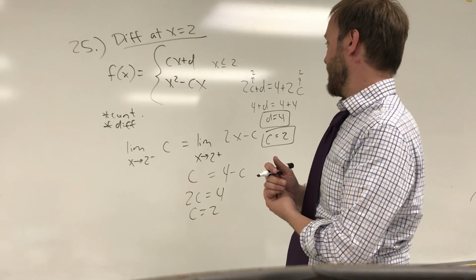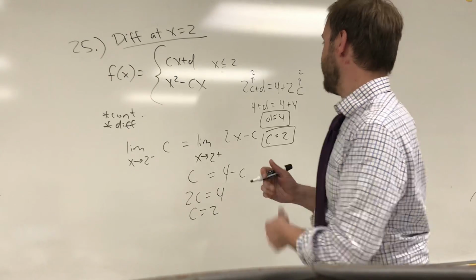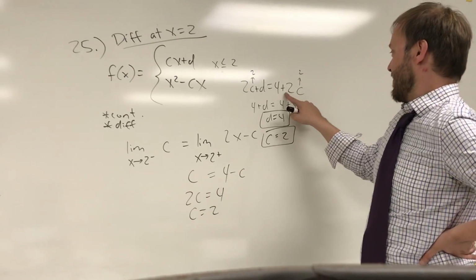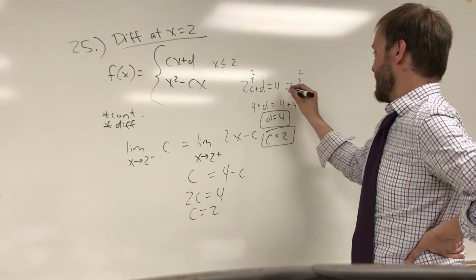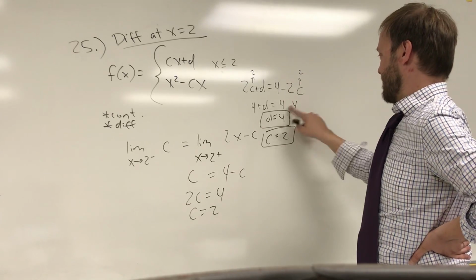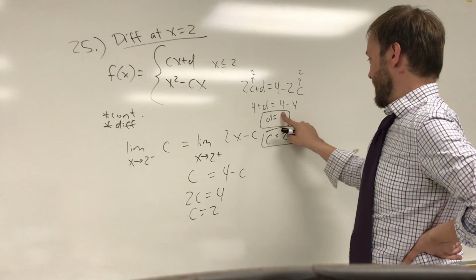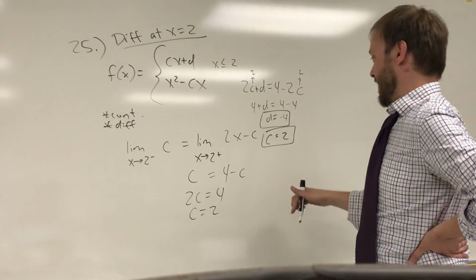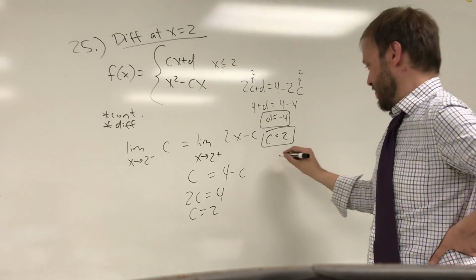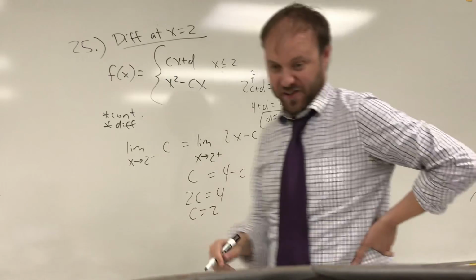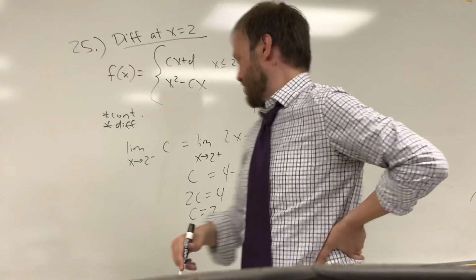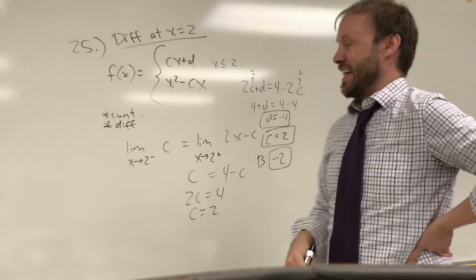So 2c plus d is equal to 4. Oh, there it is. Sorry, that's supposed to be minus 2c. Okay, so that's minus 4. So d should be equal to negative 4 there. Okay, negative 4 plus 2 should give us an answer of negative 2. Is that an answer? Yes! 25 looks like the answer is B, negative 2.